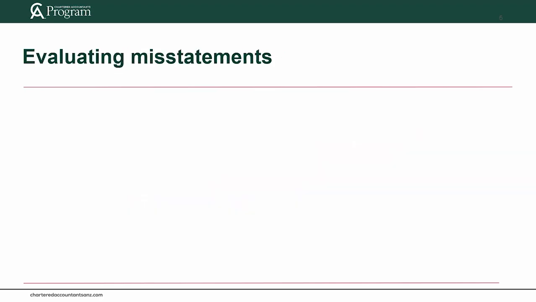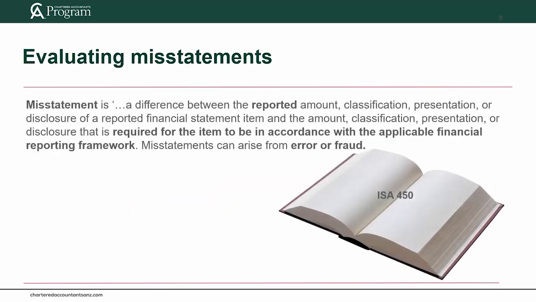Evaluating misstatements. Per ISA 450, a misstatement is a difference between the reported amount, classification, presentation, or disclosure of a reported financial statement item and the amount, classification, presentation, or disclosure that is required for the item to be in accordance with applicable financial reporting framework. So misstatements can arise from error or fraud.